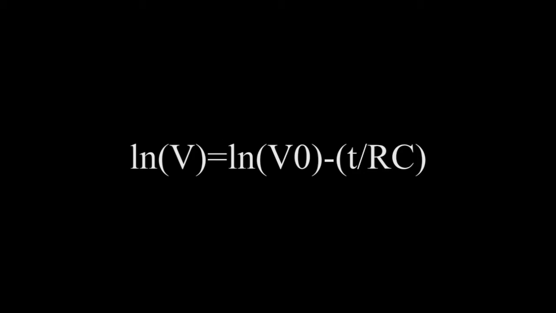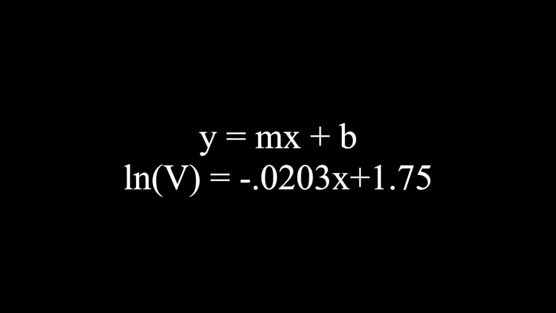The resulting equation was in the form of y equals mx plus b, where x was time, b was the natural log of the EMF, y was the natural log of voltage, and m was 1 over RC. We set 0.0203, which is the m value of our line of best fit, equal to 1 over RC.